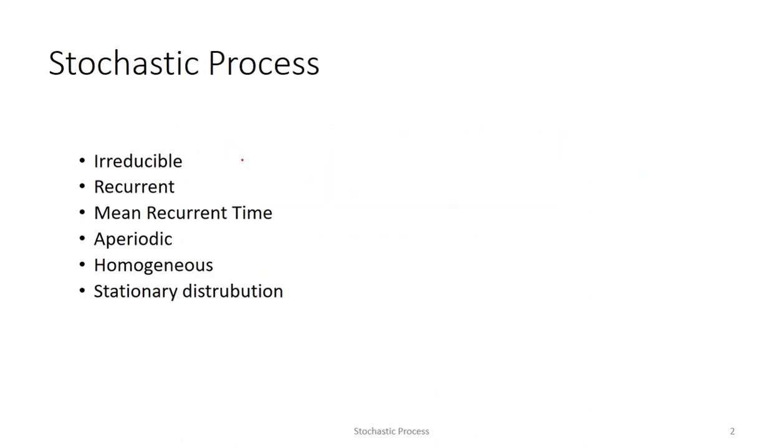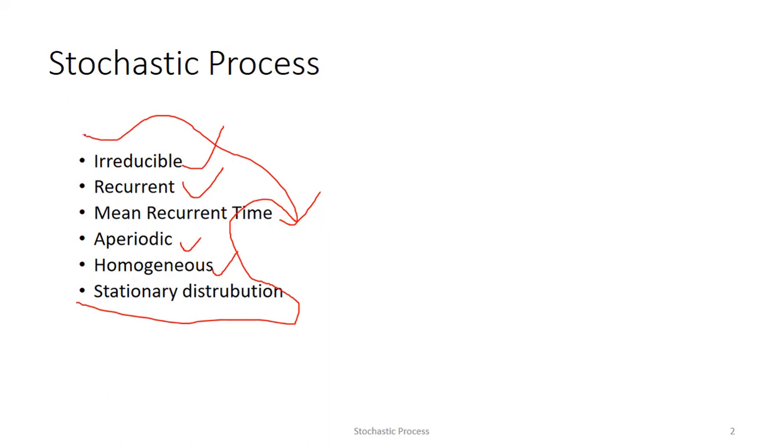In this video I will explain about classification of states and chains in stochastic process. In the previous video I explained the basic terminologies in stochastic process, the classifications of stochastic process with examples, and a simple definition of Markov chain with an example. Now in this video I will mainly explain what is irreducible chain, what is recurrent, what is mean recurrent time, what is aperiodic, what is homogeneous, and how we can find stationary distributions with examples.